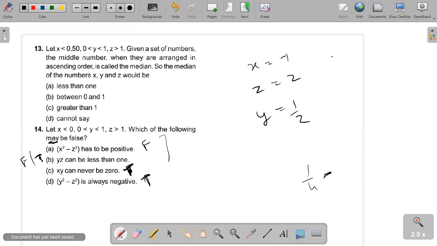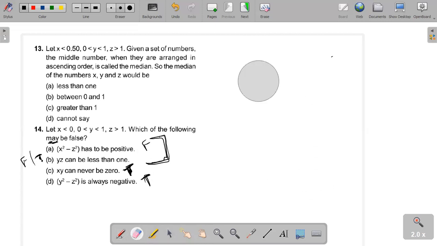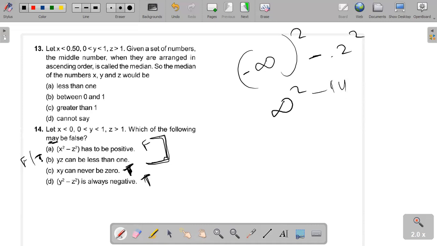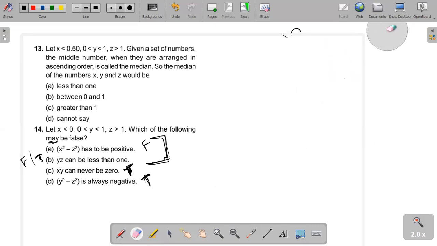So our focus is these two statements, because both of these statements can be false, right? So x square minus z square: most probably it can be false, but it can also be true. If you take x as minus infinity, then minus infinity square minus 2 square would be positive, right? Because that would be infinity square minus 4. So that could be positive. That could be negative also when you take x as 0.5 and z as infinity.